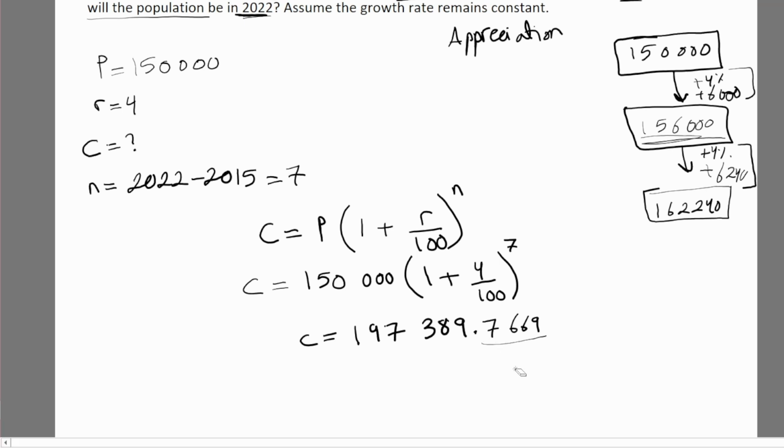So basically this right here, the decimals right here don't mean anything. You can just omit them, right? You don't round up or anything, you just omit them. In any case, we are going to give the answer to three significant figures as usual. This is the first, this is the second, this is the third, so 197,000. This will be the population in 2022.